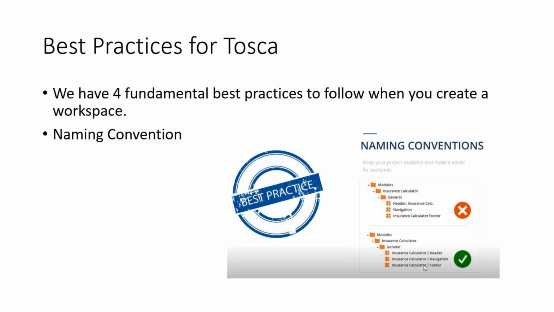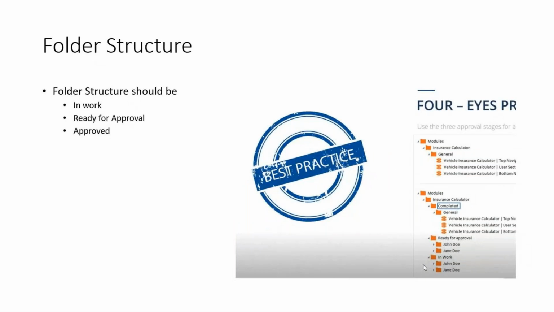Even if some other person is coming and entering into the project, he can easily understand what is happening in this project and how this thing is done. And this is one of the best practices. And the other one is folder structure. Folder structure is also very, very important. So you have 3 types of folder structures. One is in work, the other one is ready for approval, and the third one is approved.